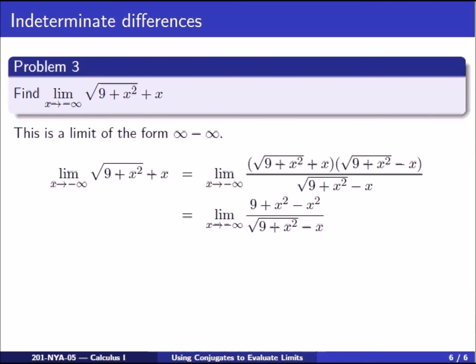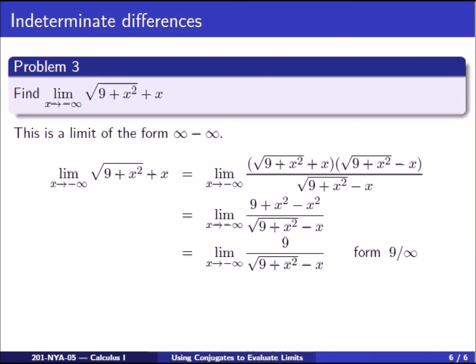We get a difference of squares after expanding the numerator. So we get 9 plus x squared minus x squared. The terms x squared cancel out, so we just get 9 over root of 9 plus x squared minus x. Now, if we try replacing x by a large negative number, root of 9 plus x squared will be a large positive number, and minus x, since x is large and negative, minus x will be large and positive. So the denominator actually is a large positive number as x approaches minus infinity. So we get a limit of the form 9 over infinity.